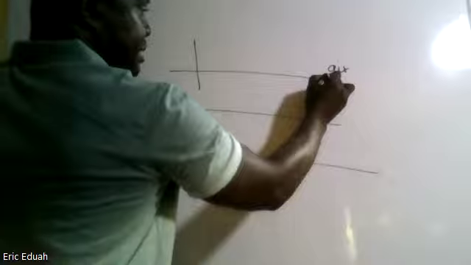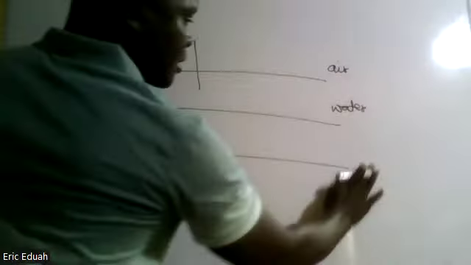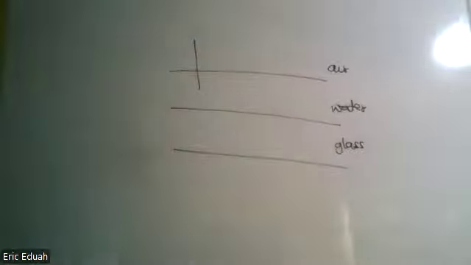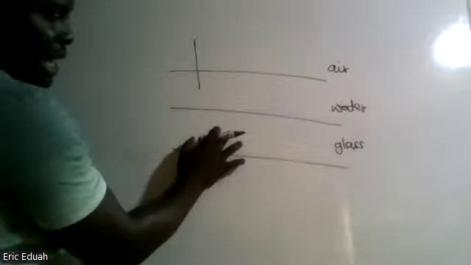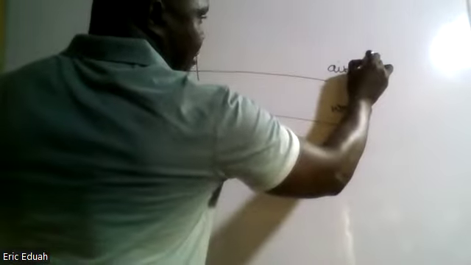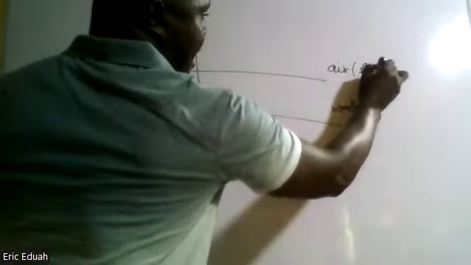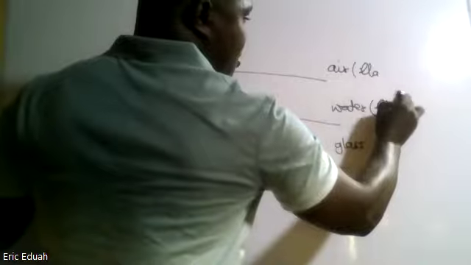The second material is water. The third material is glass. So the light enters glass, air, water, glass, and then comes out through air. The refractive index of air, mu A, either mu or A, please take note. Refractive index of water, mu W.